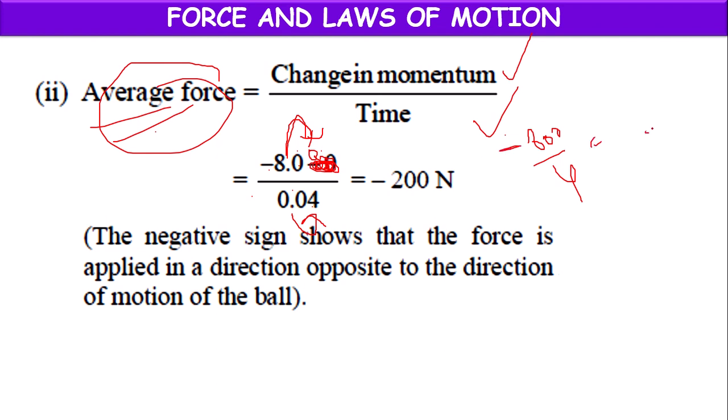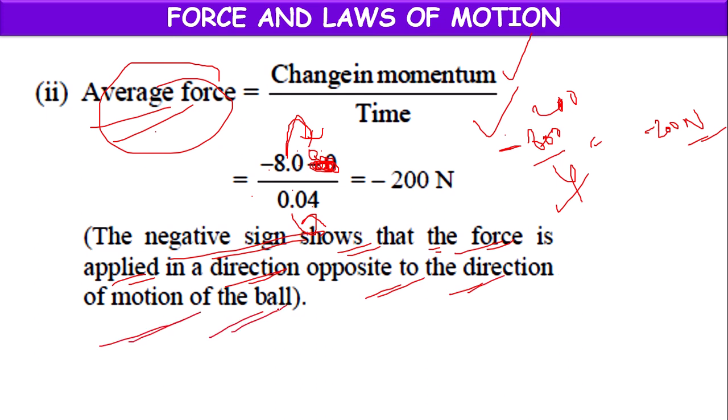Minus we have here. So which is minus 200 newtons. For 200s are 800, minus 200 newtons. So the negative sign shows that force is applied in a direction opposite to the direction of motion of ball. So whenever there is minus sign, the force direction will be opposite to the motion of the ball. That we have to imagine.